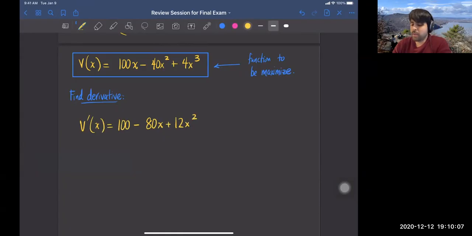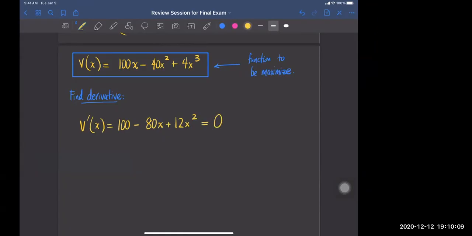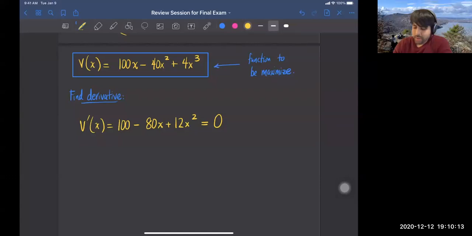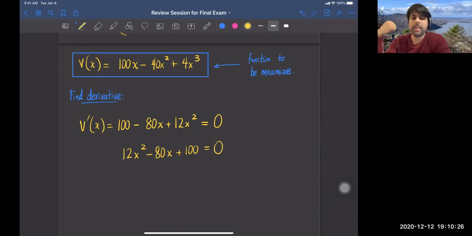And I set this equal to 0. Do you want to reorder those things or no? Sure, I can reorder it. That's perfectly fine. I could do 12x² minus 80x plus 100. That's perfectly fine. The point is that you differentiated first, then set it equal to 0.